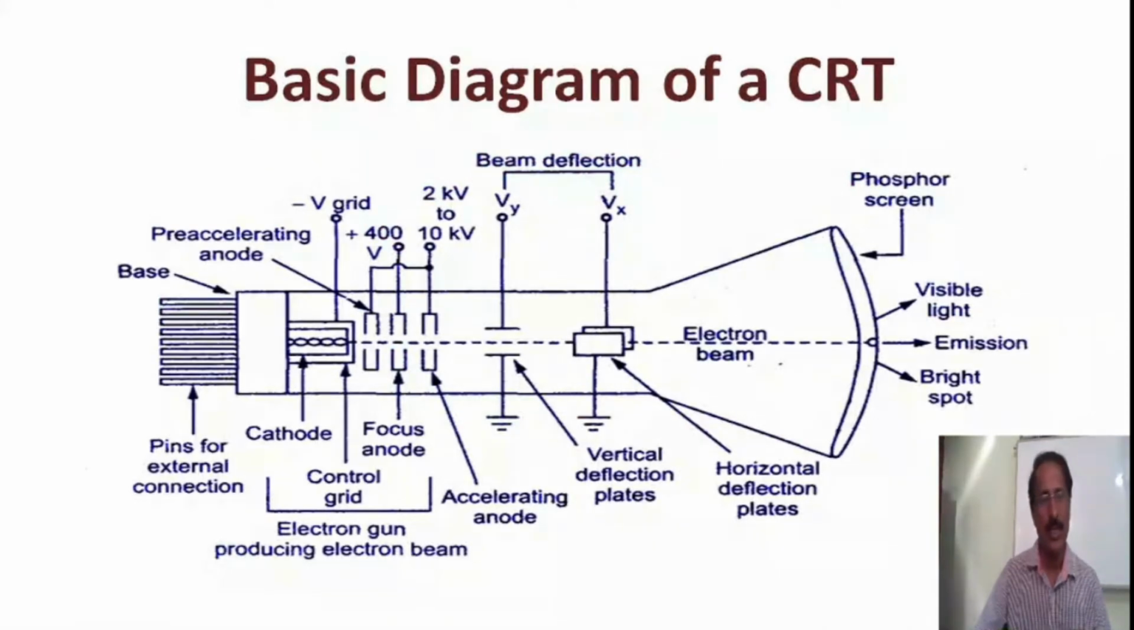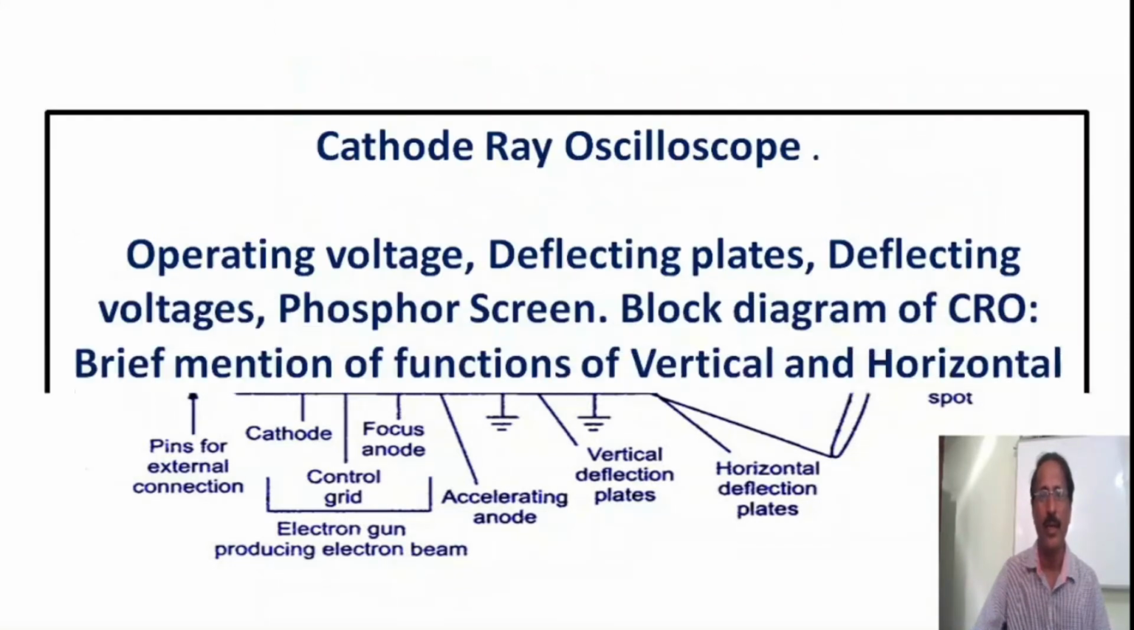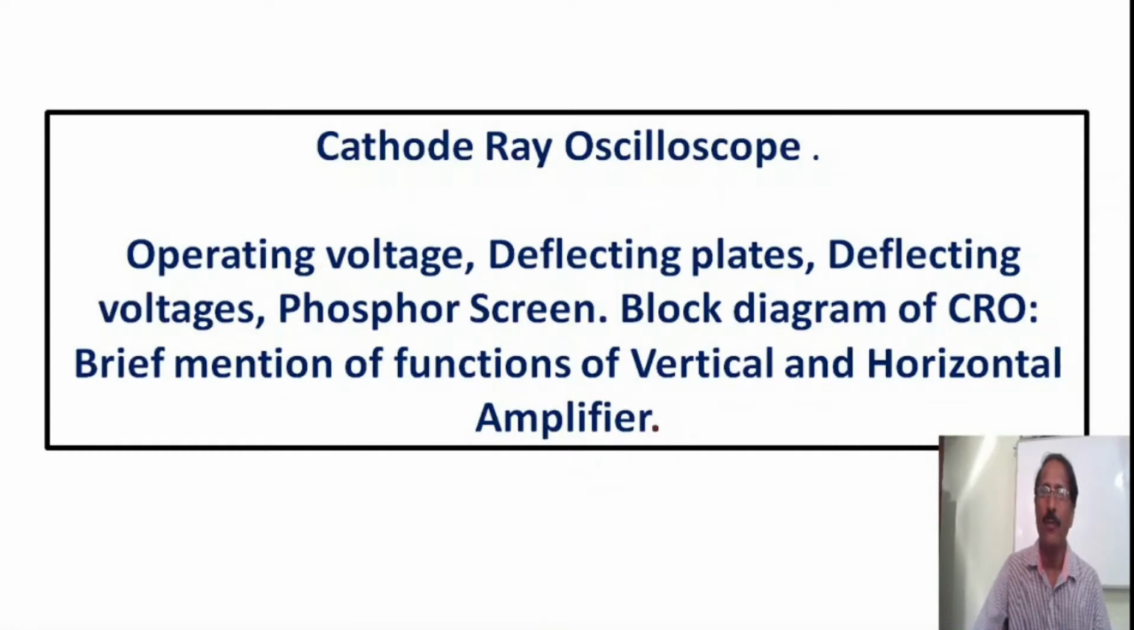In the previous session, we have seen the basic diagram of CRT and how the electron beam is produced in the CRT of the cathode ray oscilloscope. In this session, I am going to explain the other parts of CRT, namely the deflecting system and phosphor screen. And also, I'll explain the block diagram of CRO with functions of the amplifiers used in CRO.